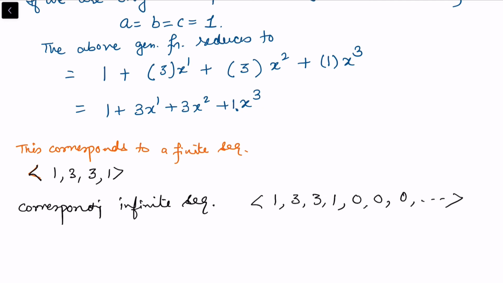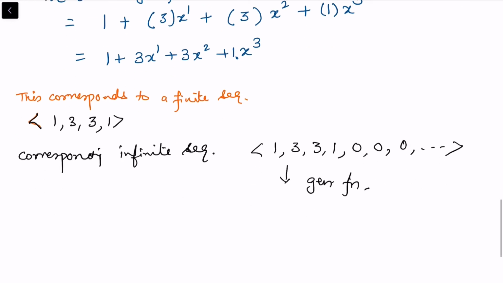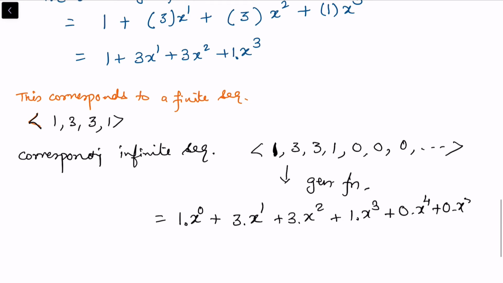So if I want to write this in the form of a generating function, you can rewrite it back. The first term is always constant, so this is 1 into x to the power 0 plus 3 into x to the power 1 plus 3 into x square plus 1 into x cube, and then the remaining terms correspond to 0. So that's how, if I look at it in the reverse way, this is the corresponding generating function.